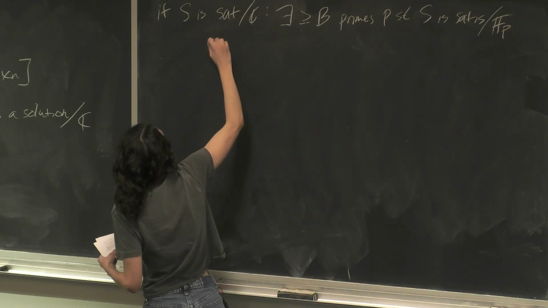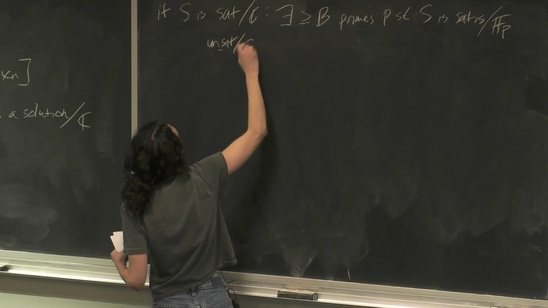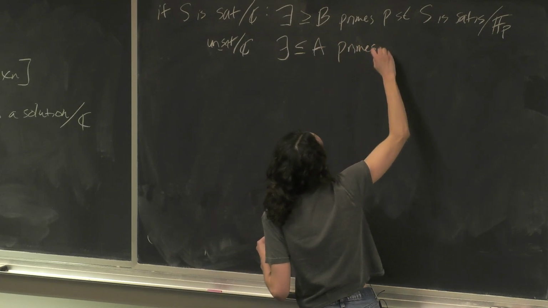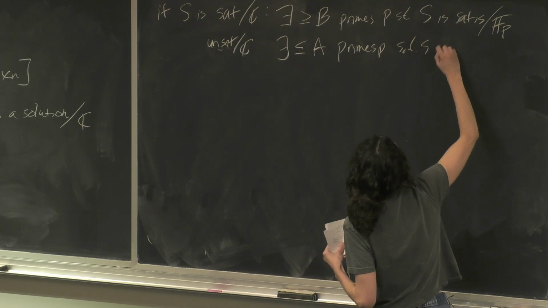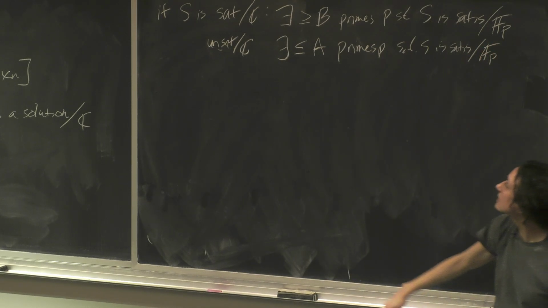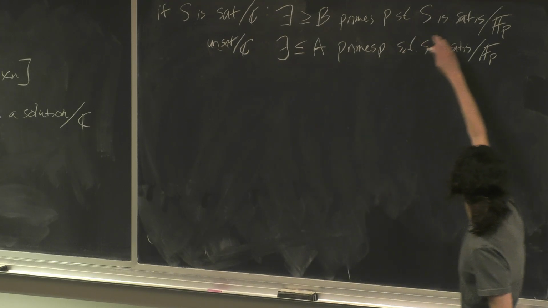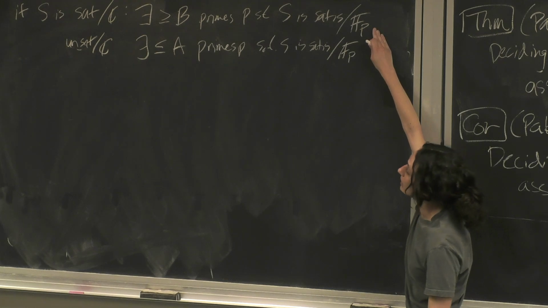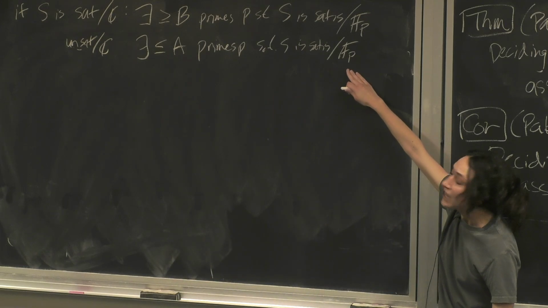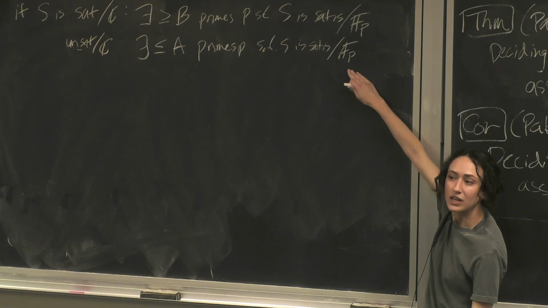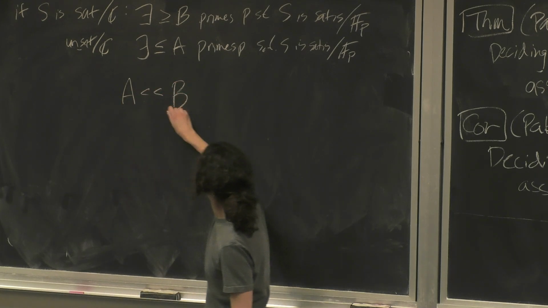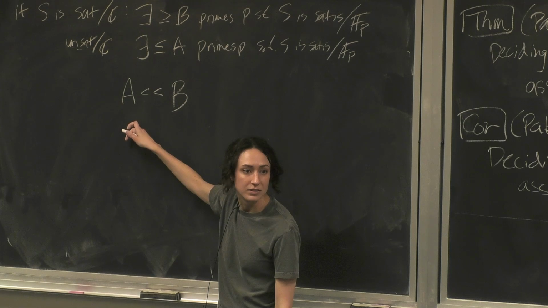And if unsatisfiable originally, then there would be no more than some other cardinality A primes P such that S is satisfiable over that finite field. So what this is saying is, if it was originally satisfiable, it's still going to be satisfiable at least for B primes. If it was originally unsatisfiable, things are only going to turn around in a nasty way at most A times when I'm checking satisfiability over that finite field. And most importantly, A and B have a difference in cardinality that's exponential.